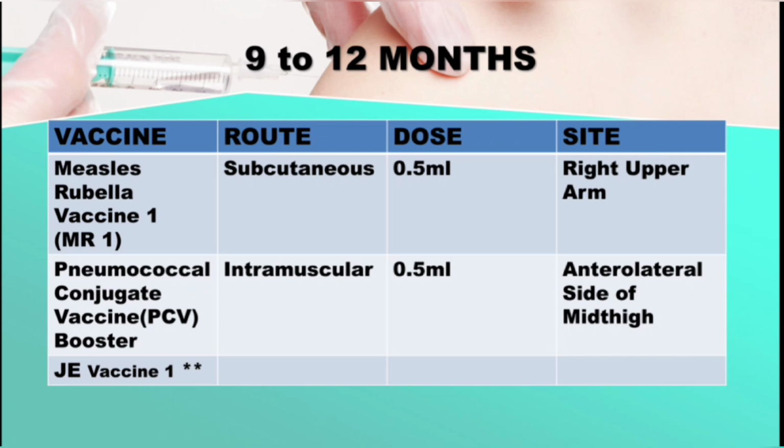See, we have already given 3 doses, now booster dose. Intramuscular, 0.5 ml, anterolateral side of the mid-thigh. Then comes 9 to 12 months, we will give Japanese encephalitis vaccine 1. For this vaccine, I will talk at the end.